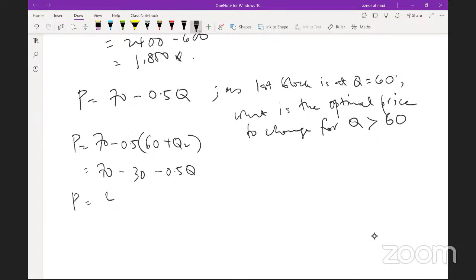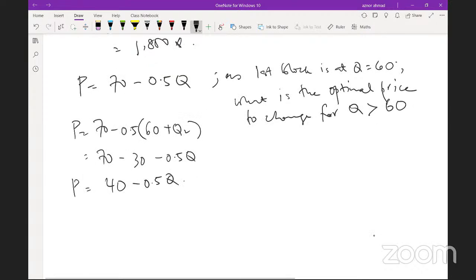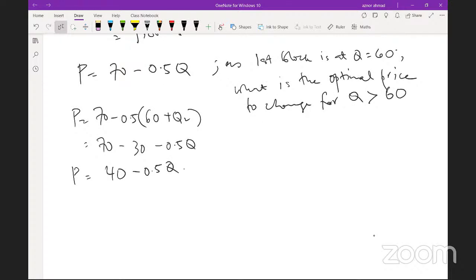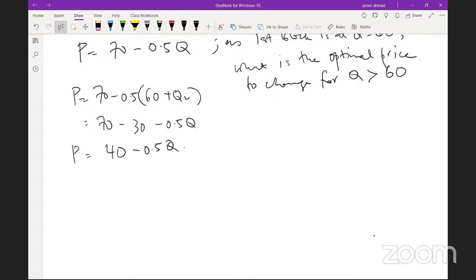So it becomes 40 minus 0.5Q. All right. So the demand for the second block will be 40 minus 0.5Q. And of course, to find the optimal price here is when MR equals to MC again, right? When MR equals to MC again.